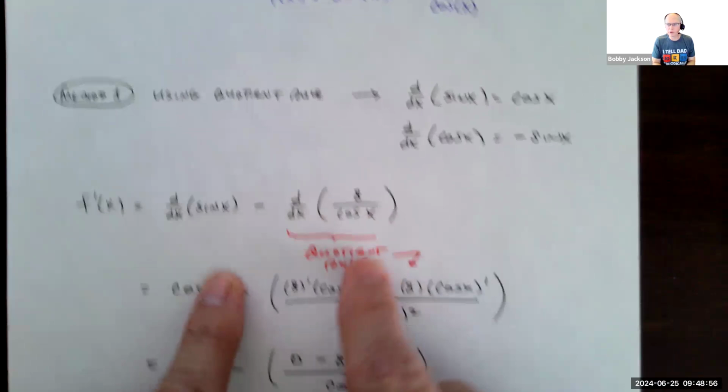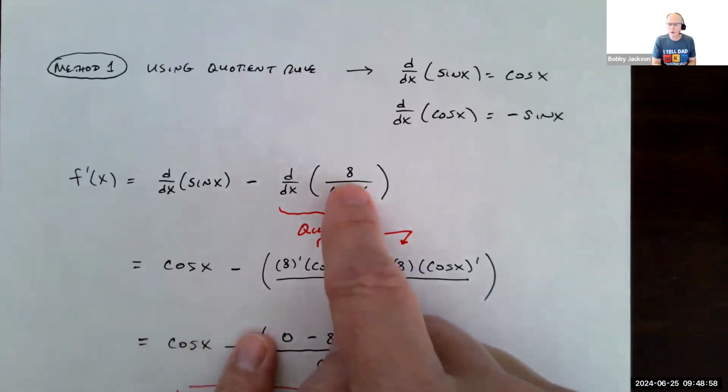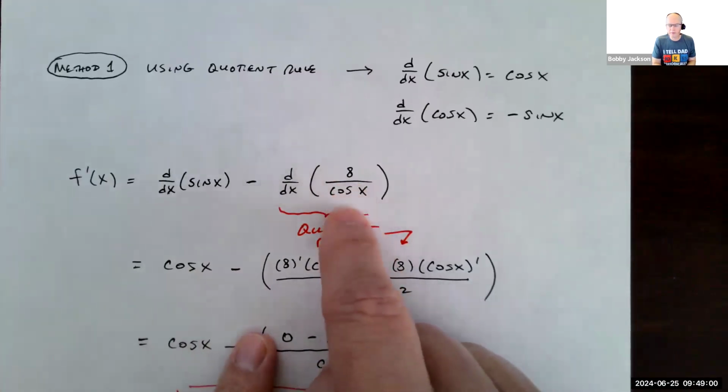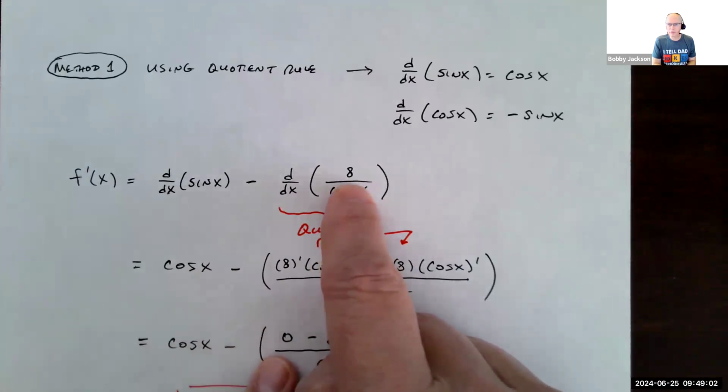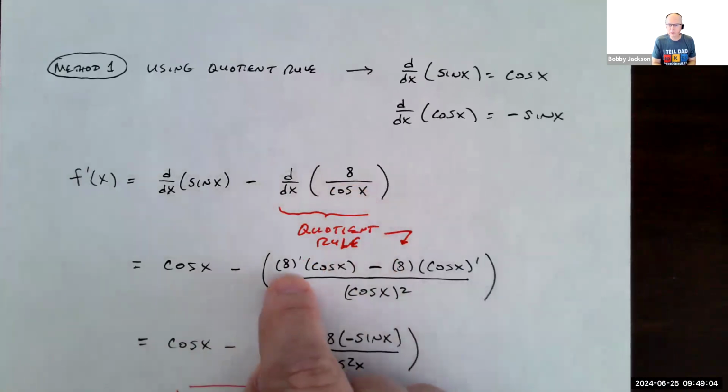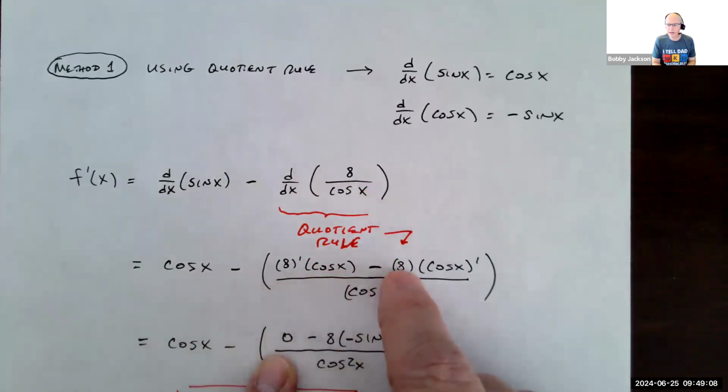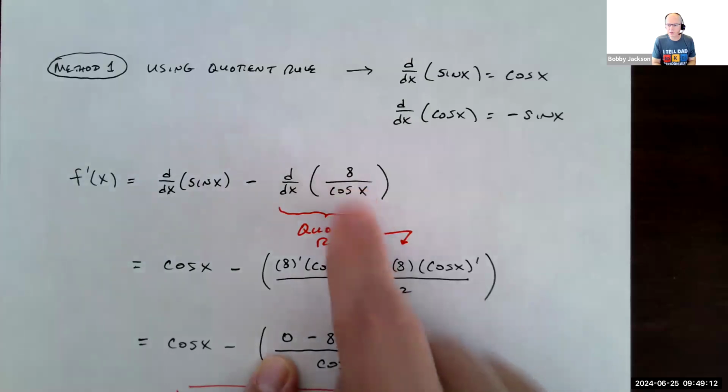Well, here I'm going to use the quotient rule. Remember how that works. I've got the top function is 8, the bottom function is cosine x. So this will be the derivative of the top, right? Derivative of 8 times the bottom, cosine of x, minus 8 times the derivative of the bottom, cosine of x, over the bottom function, cosine of x squared.